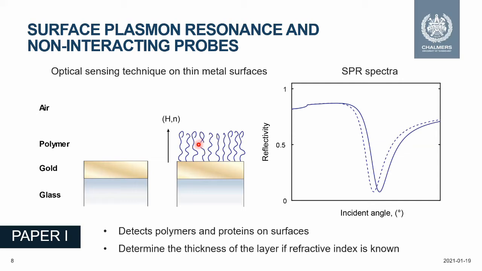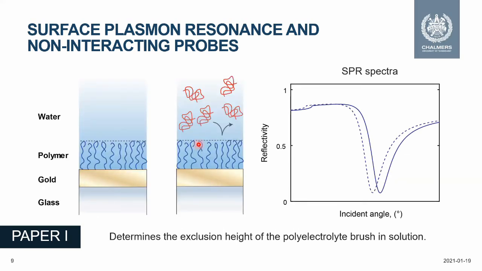So in air, this is easy to do. However, in solution, this is difficult because brushes hydrate, which makes the refractive index unknown, preventing an accurate determination of the brush height. One effective solution to this problem is to combine SPR with a macromolecular probe, this polymer in red here, which does not bind to the brush. This allows us to measure two spectra, one without and one with, and this gives us enough information to simultaneously determine both the refractive index and the thickness of the brush.